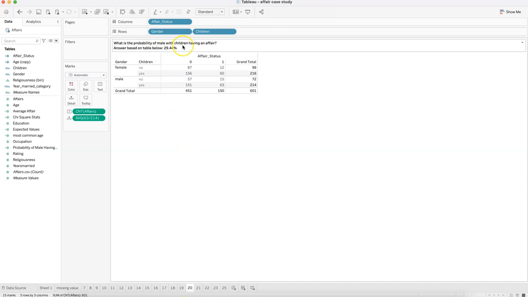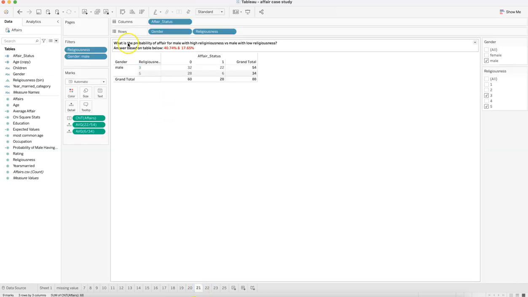Question number 20. What is the probability of male with children? So male, children, yes. Male with children having an affair is 63, and the total observations we have for male either having an affair or not is 214. So that becomes 63 divided by 214. So around 30% of males with children are having an affair. That's what we are showing over here as a probability.